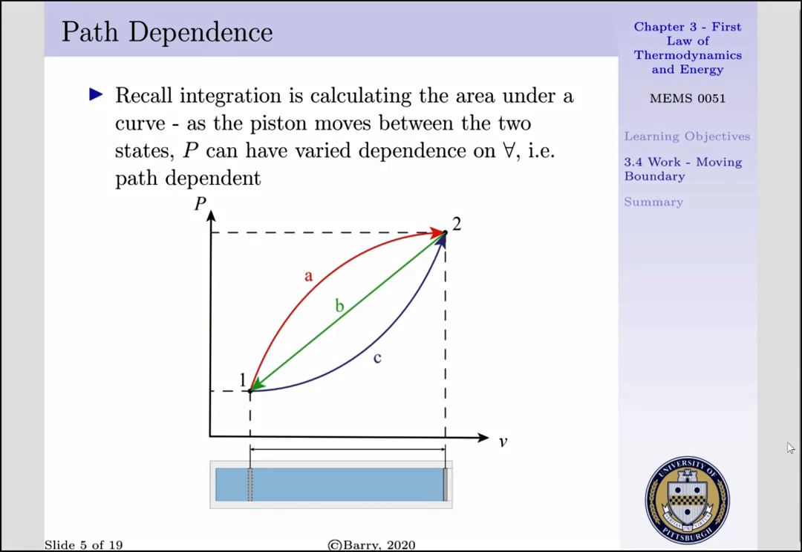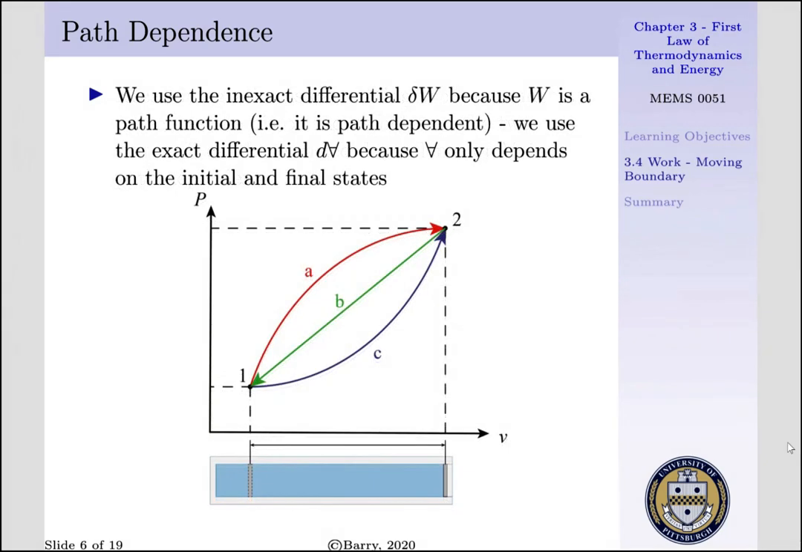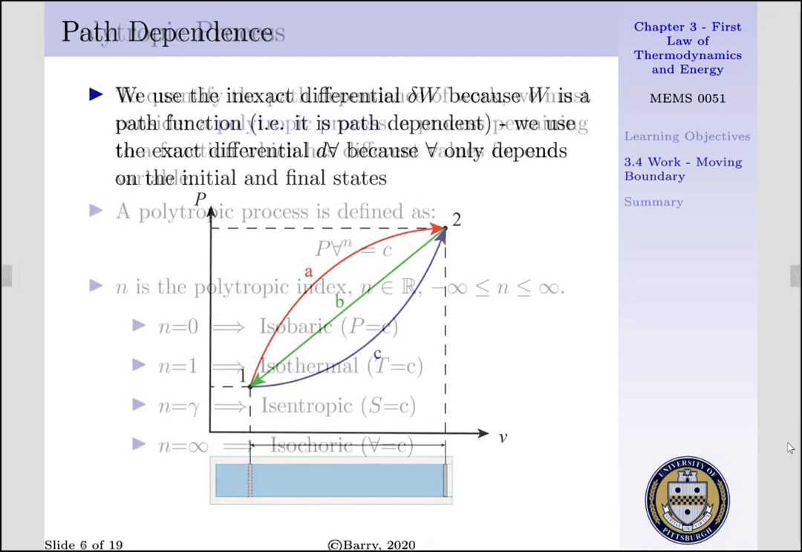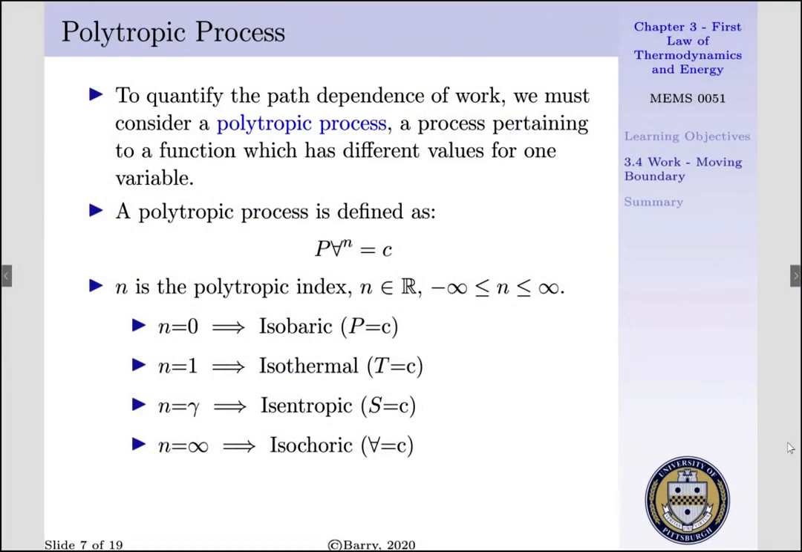That is, work is path dependent. And recall we use the inexact differential delta W, since W is a path function. And we will use our exact differential dV when V only depends upon our initial and final states. Now, to quantify the path dependence of work, we must consider a polytropic process.